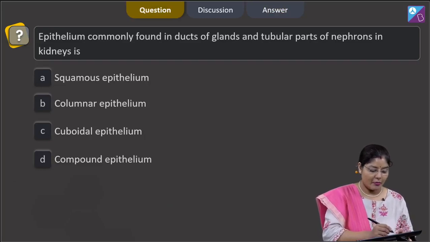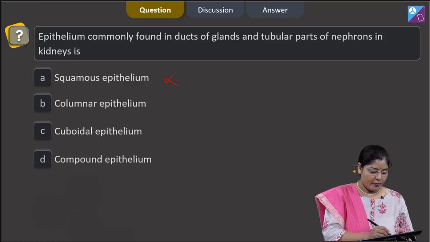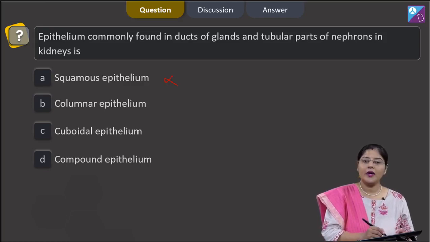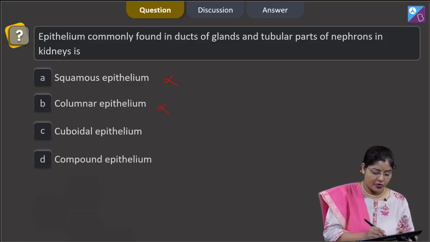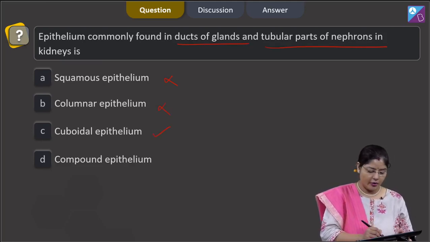Question states that epithelium commonly found in ducts of glands and tubular parts of nephrons in kidneys is. And the options given are squamous epithelium. This is incorrect. Squamous epithelium is present on inner lining of alveoli and blood vessels. B, columnar epithelium. Columnar epithelium is present in inner lining of stomach and intestine. C, cuboidal epithelium. Cuboidal epithelium is present on inner lining of ducts of glands and tubular parts of nephron.